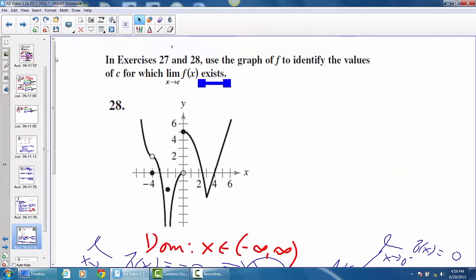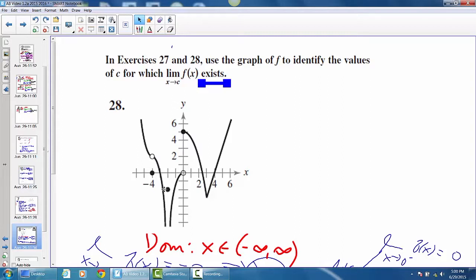And for the last question, number 28, use the graph of f to identify the values of c for which the limit as x approaches c of f of x exists. Okay, so where does it exist? So the question is easier. Where does it not exist? And it exists everywhere except for where it doesn't exist. So you'll notice here, although there's a break in the graph, we're not talking about breaks in the graph, we're just looking at limits. The limit as x approaches negative 4 from the left and from the right are approaching that same height of 2. So we have no problem at negative 4.